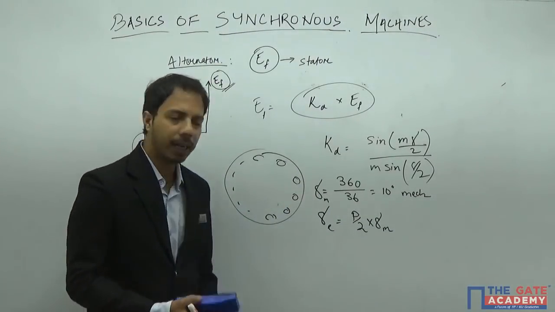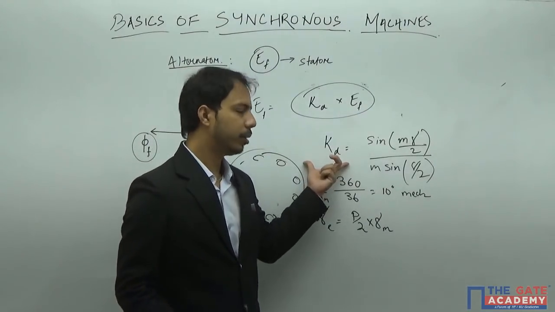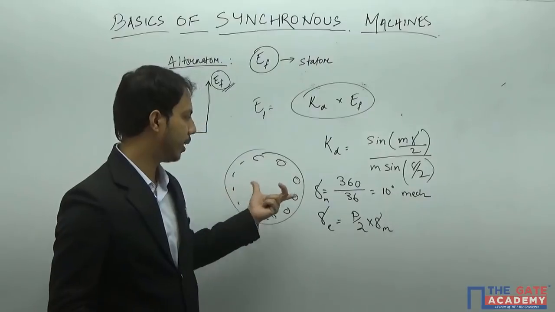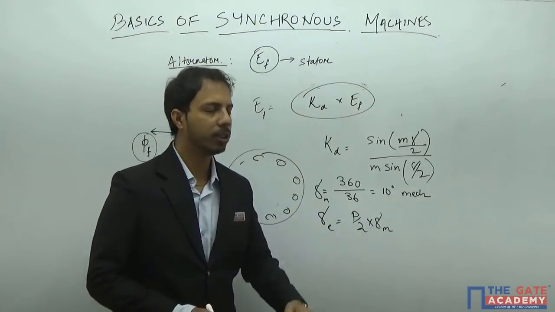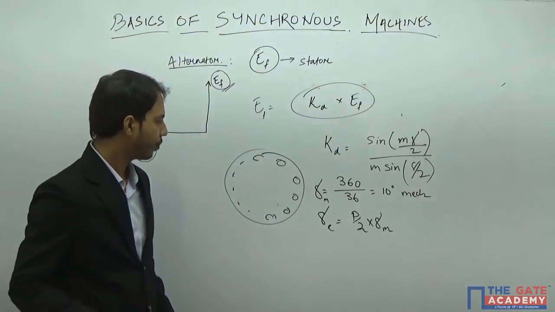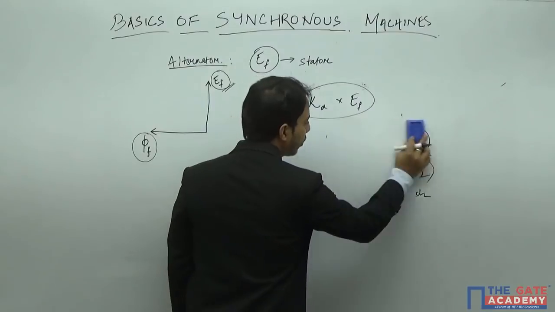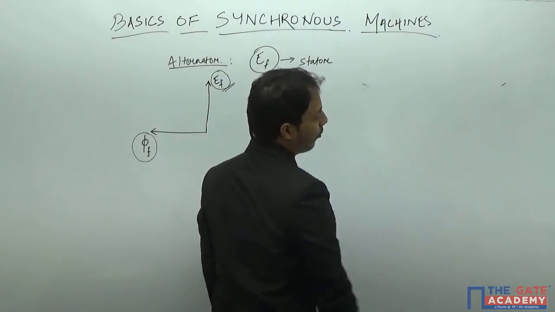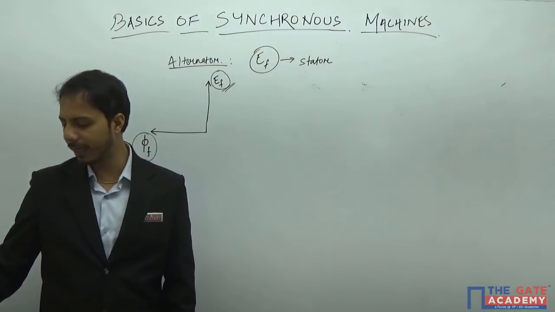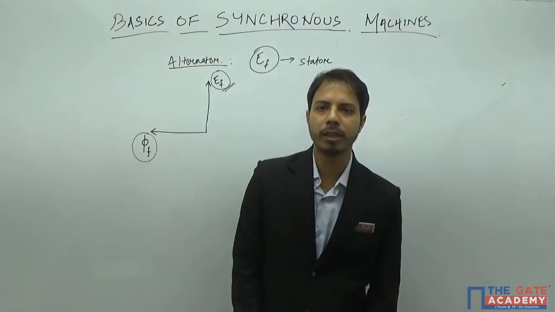Okay, and there are questions in GATE where they have asked you to calculate this KD. They will give you the number of slots and turns, and using those relations, you can solve this particular question. Okay, so this is why we have distribution, and the reason why the EMF reduces is because of the vector addition. Okay, and this is how we calculate KD.